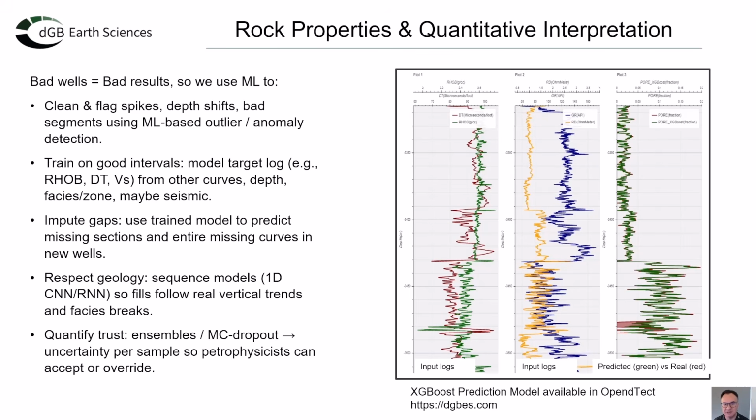We want to impute data where we use the trained model to predict missing sections and entire missing curves in new wells. We do want to make sure that we respect the geology, and so that we still follow real vertical trends, facies breaks, and we want to be able to quantify trust in these models.